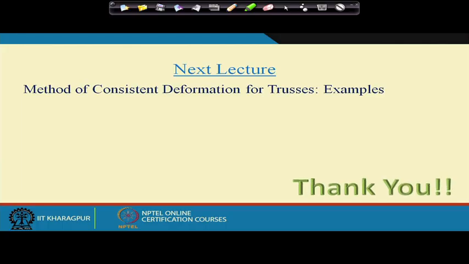We discussed that in one of the previous weeks. Please go through them and make yourself comfortable with the method, because in all the problems that we will be doing next, the unit load method plays a very important role. So please revise that. We will stop here today, and in the next class we will see some more examples on analysis of trusses using the method of consistent deformation.